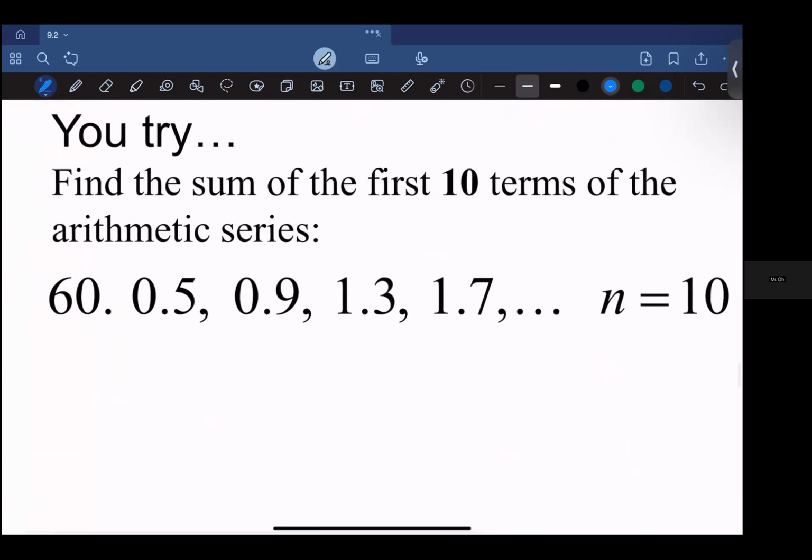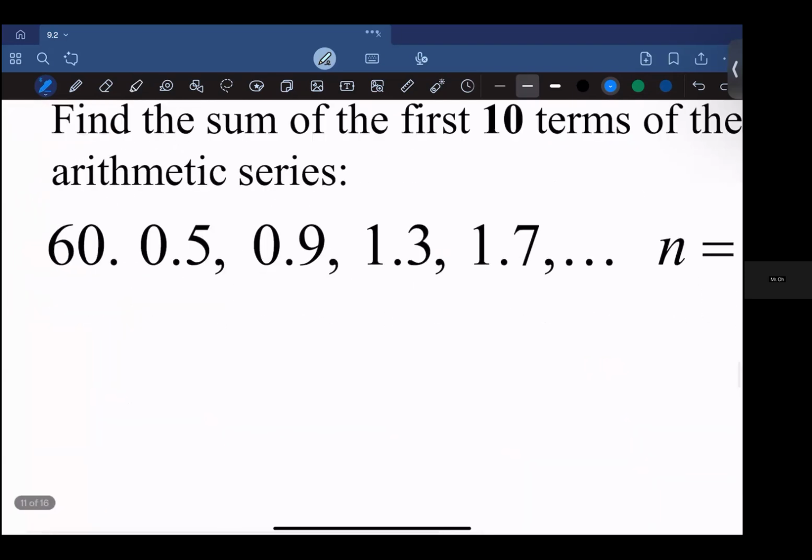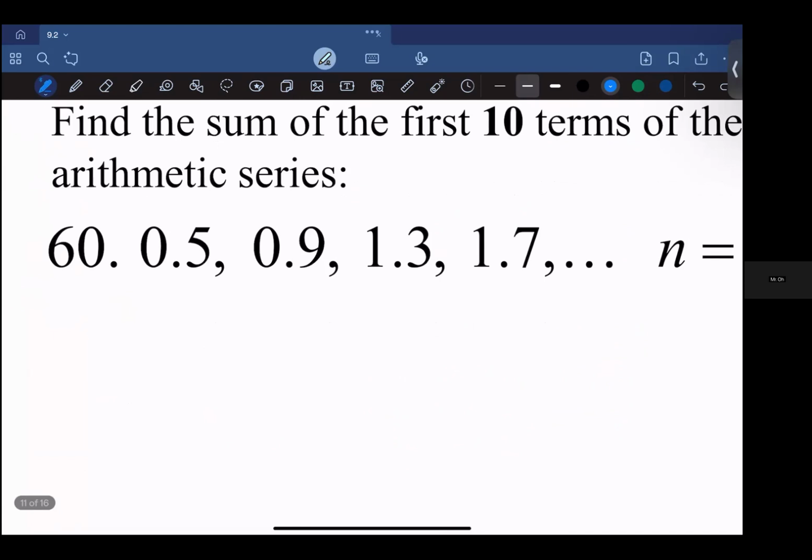Now let's do it together, or just check your work right here. What is the difference that's happening here? This is not part of it, but the difference right here, right? I'm seeing a difference of 0.4. So 0.4 happening right here.